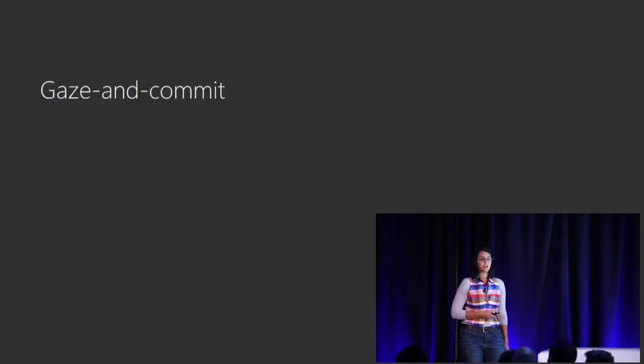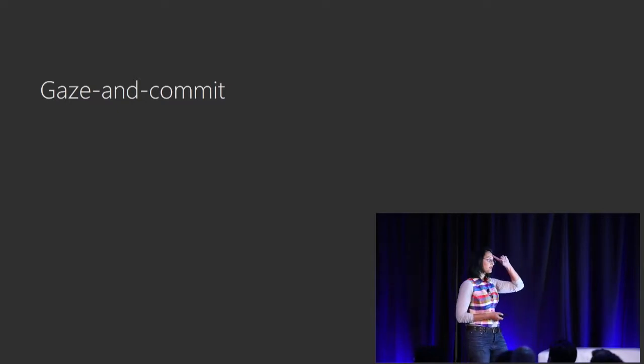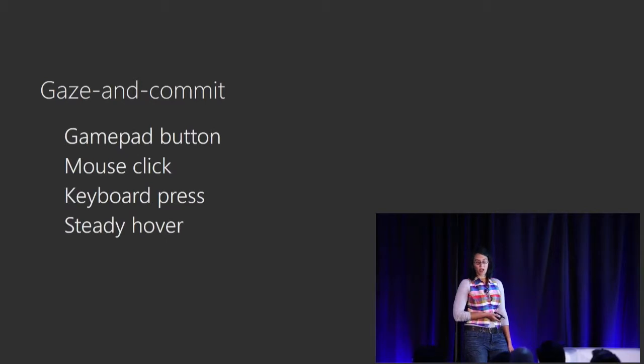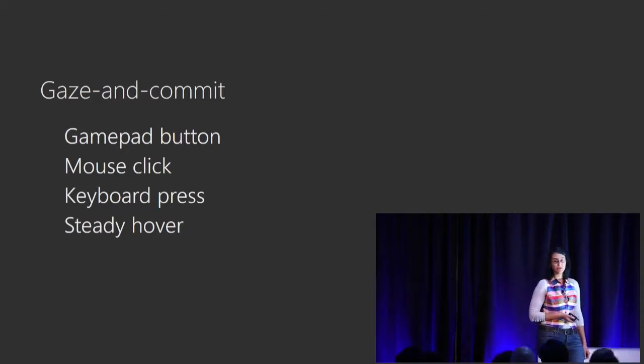The first type of targeting is known as gaze and commit. In this type of targeting, users target objects by moving their head around. You cast a ray from where the user's head is in space in the direction they're looking and intersect an object in the scene. The first thing that's hit is your target object. You then commit an action against that object via a gamepad button press, a mouse click, a keyboard press, or just holding your head steady long enough to pass some threshold.